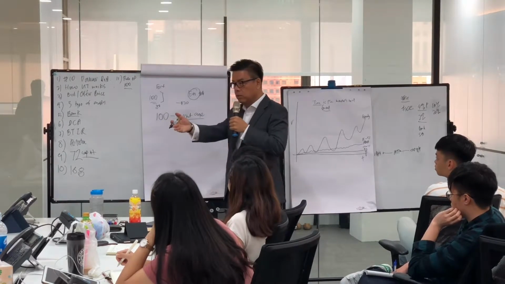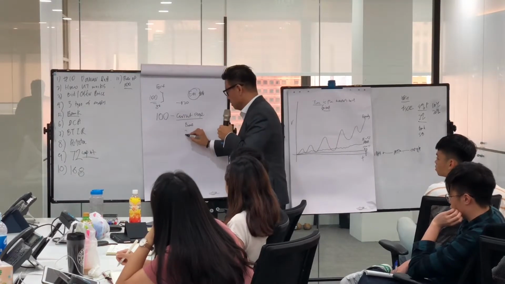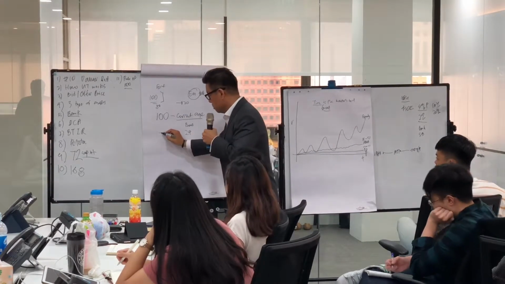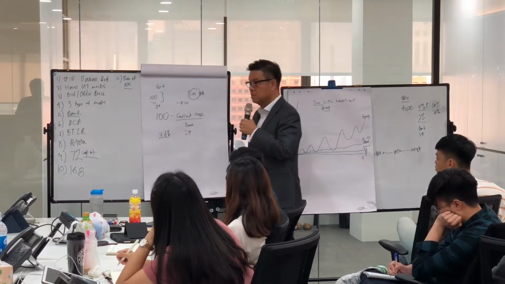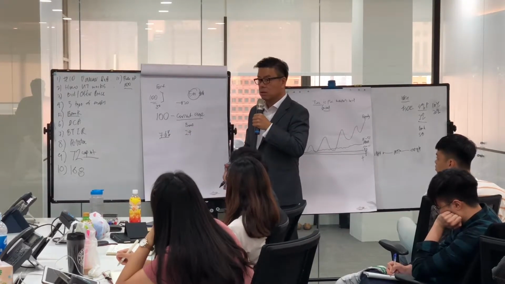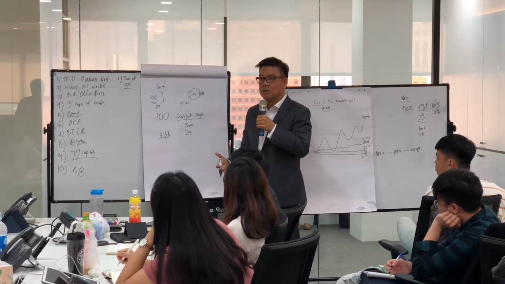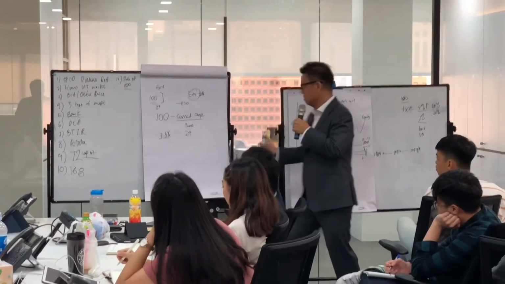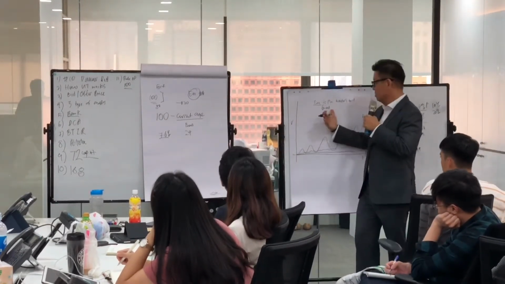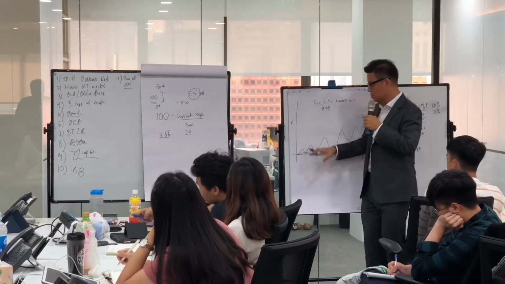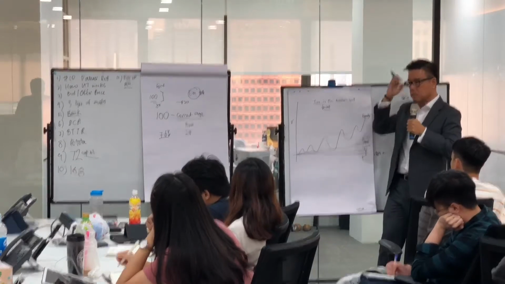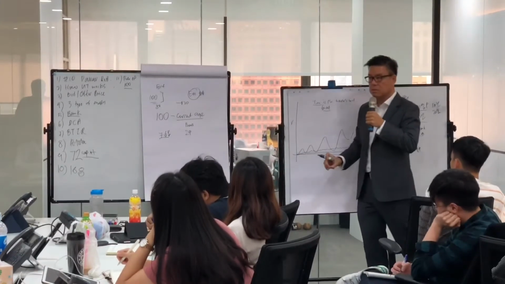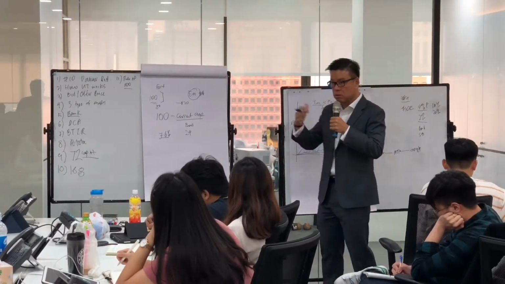So Mark, how old are you? 24. So you should have about 76% equity. So it's the other way around. Why? Back to the same thing: time is the investor's best friend. Don't you think with so much time, it's a bit wasteful if you don't take a bit of risk? Of course, I'm not here to convince your risk profile.